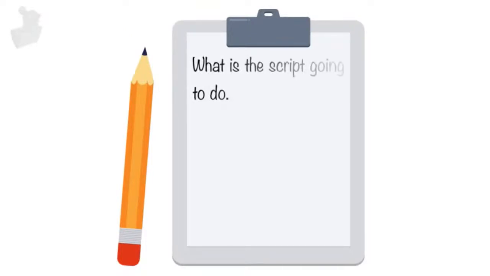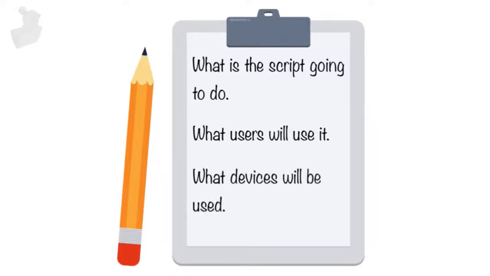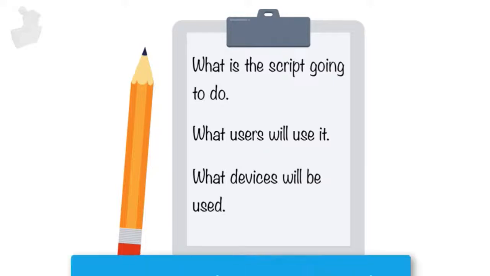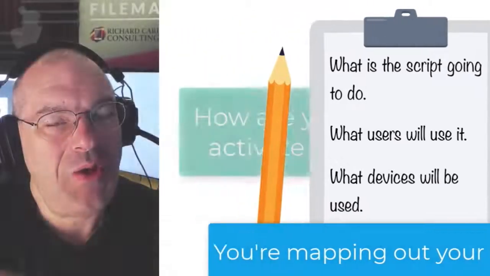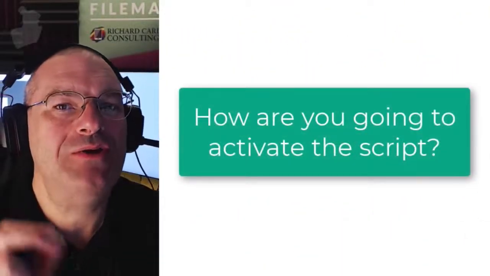What is the script supposed to do? And what users will use that script? And of course, along with the users, you need to know what kind of devices and computers and things like that. So the idea, of course, is that you're mapping out a little bit of a plan before you start writing the code.